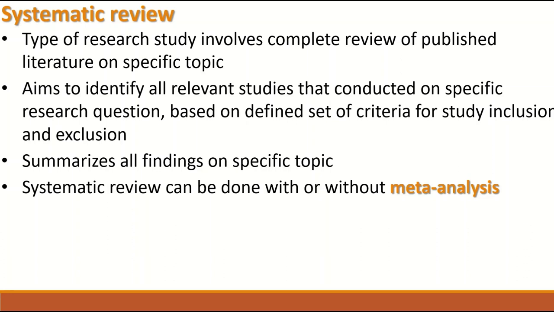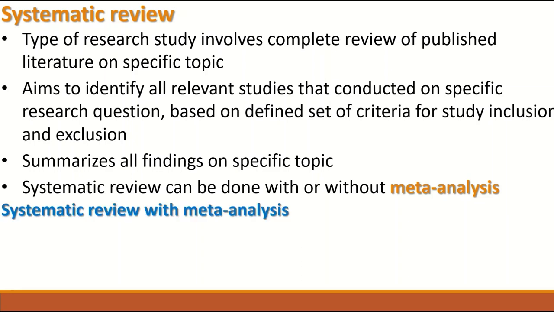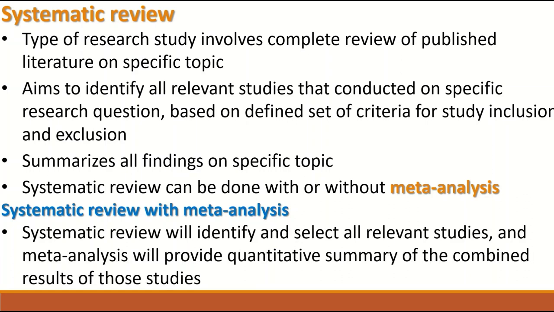So systematic review can be done with or without meta-analysis. So far, systematic review is a literature search on a specific topic, and it can be done without a meta-analysis. But if it is done with meta-analysis, then the systematic review will pull out and select all the similar, independent research studies that address the same scientific question or aim, and perform a meta-analysis which will provide a quantitative summary with a statistical analysis of all these combined study results.